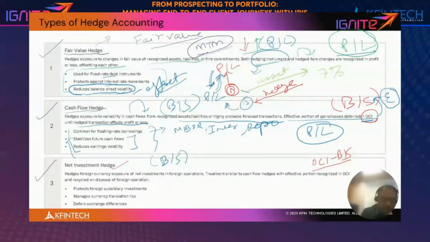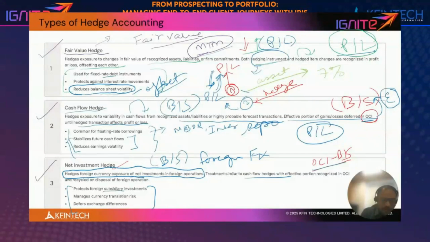It hedges foreign currency exposure of net investments in foreign operations. So net investment hedge will be used only for foreign currency exposure. It is treated similar to cash flow hedges, with the effective portion recognized in OCI. This is used mainly for foreign subsidiary investments. Currency translation risk. Currency translation means USD INR at the start was 90, now USD INR is 92. So it is a loss for the Indian subsidiary and profit for the foreign subsidiary.